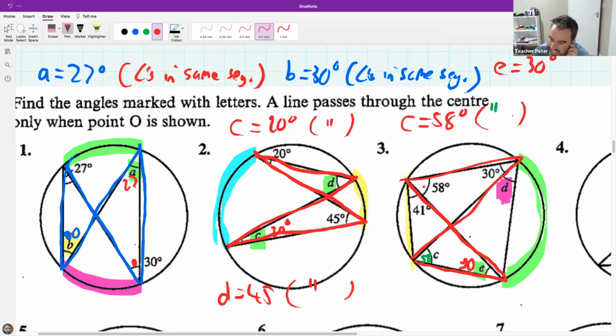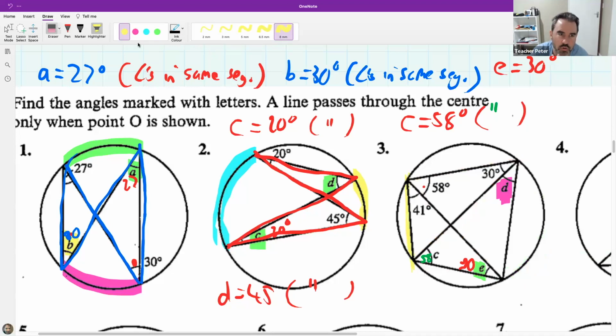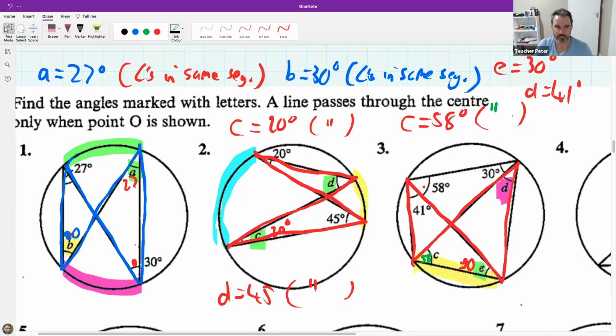Now, how do I get D? Oh, I can see D must be 41, because I'm going to choose this as my chord that I base it on. And then D can also subtend this angle 41. And so D is 41 degrees.